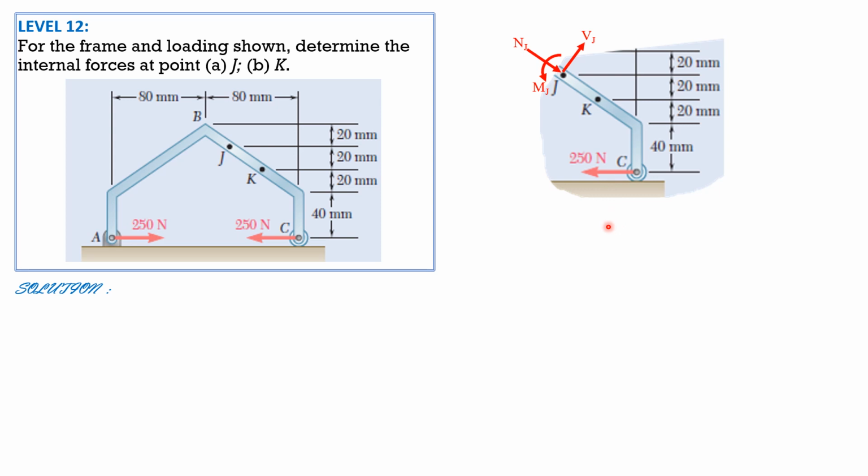So first, the angle. The angle that this segment of the frame makes with the horizontal is arctan of 20 mm over 80, and that is 36.87 degrees. So therefore this is 36.87, and the angle that VJ makes with the vertical is also 36.87. Remember that the normal and the shear force are perpendicular to each other. So 36.87, 36.87 also.